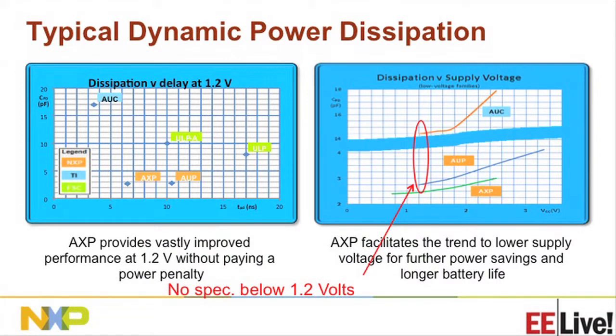Here's a graphical representation of what we said. If we look at the low voltage families in the portfolio, like AUC, AXP, AUP, you could see AXP has a dynamic power consumption less than 5 picofarad, and then a prop delay of about 5 nanoseconds. And it also operates below 1.2 volts. So again, the message here is there's an optimal balance of propagation delay below 1 volt, and we have also minimized the switching power consumption for that operation.